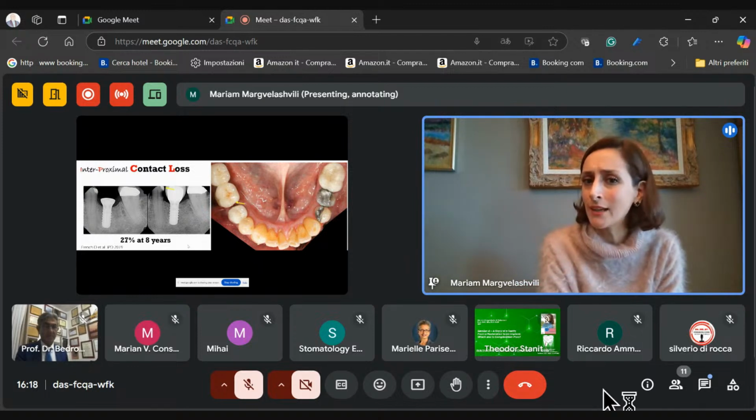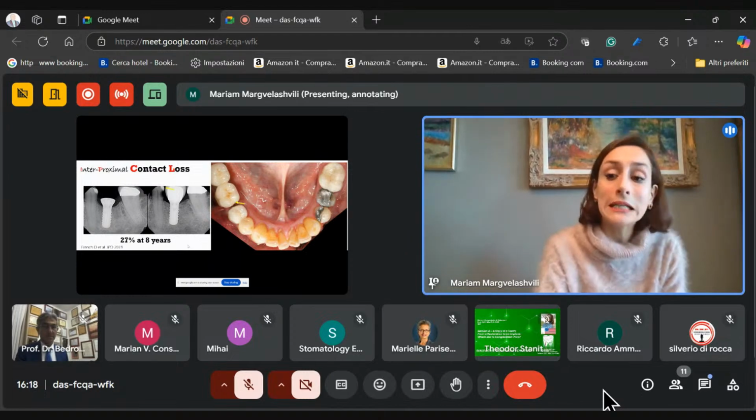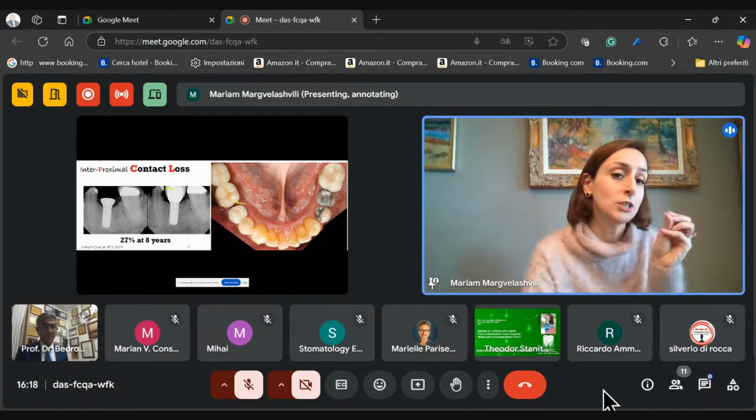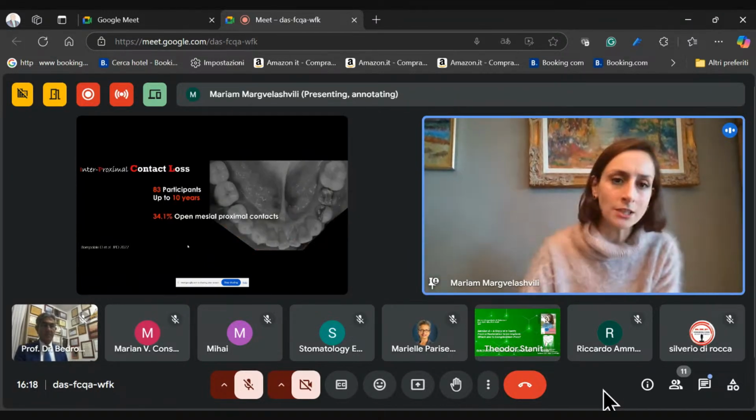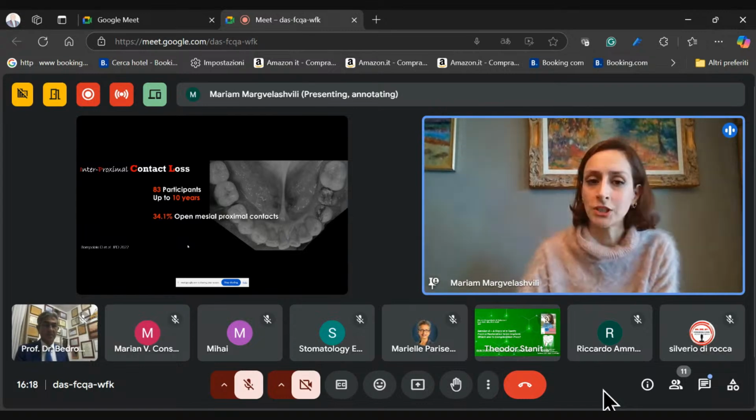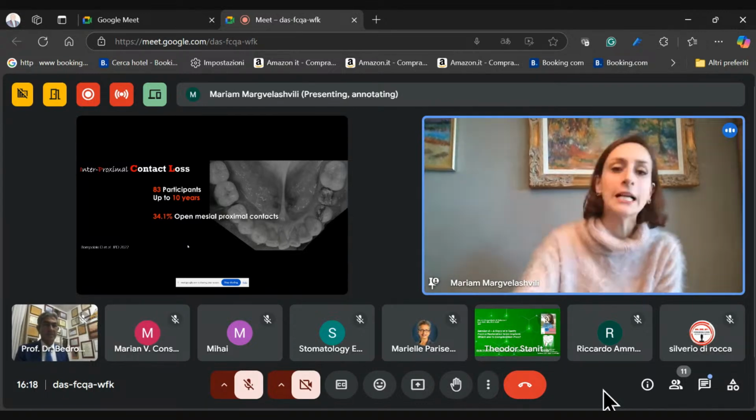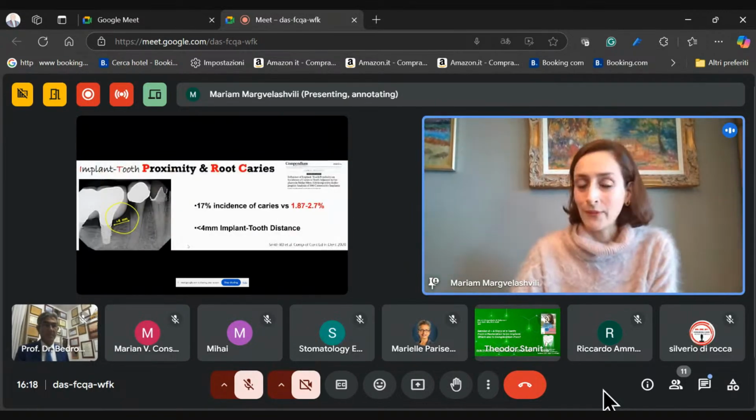Do we warn the patient about this? How are we going to repair this? You're going to unscrew it and place it back in the oven and the whole thing blows up? There is a financial factor that patients need to be warned about, as well as the doctors. Another paper published 34% open proximal contact at 10 years.